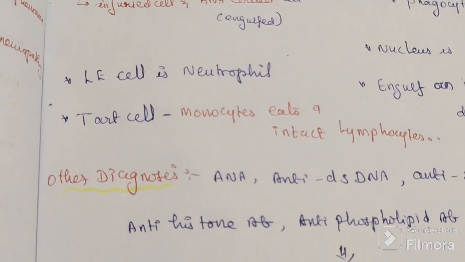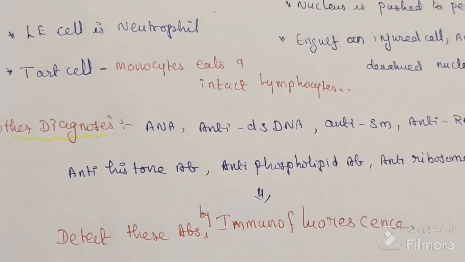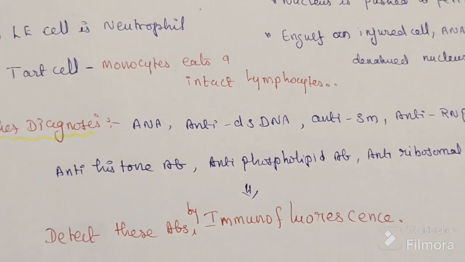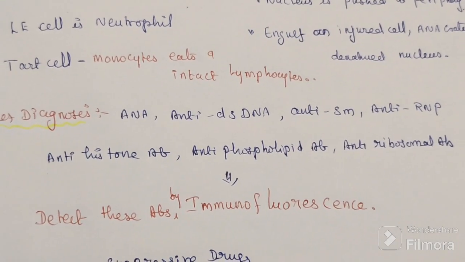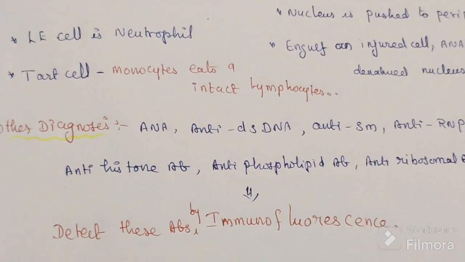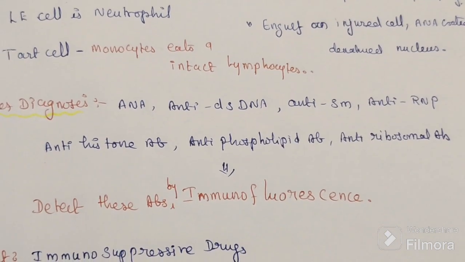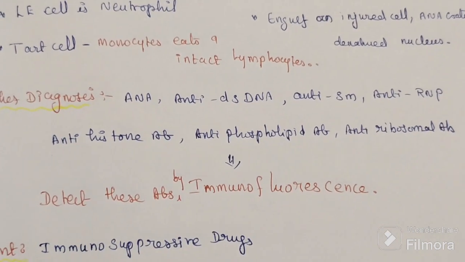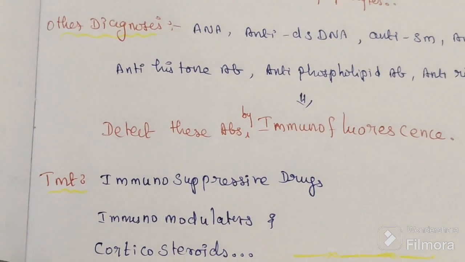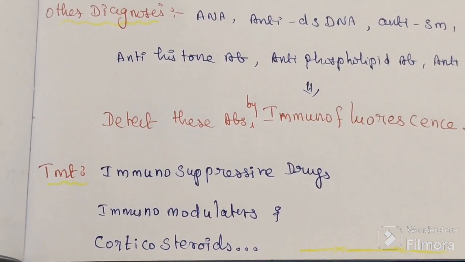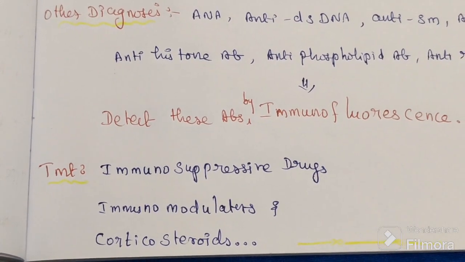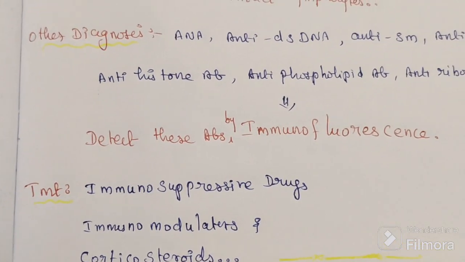So what are the other diagnostic methods? Other diagnostic methods: anti-nuclear antibodies, anti-double stranded DNA antibodies, various different types of antibodies are detected. All the antibodies are detected by immunofluorescence technique. Then for treatment, immunosuppressive drugs, immunomodulators, and corticosteroid drugs are recommended.